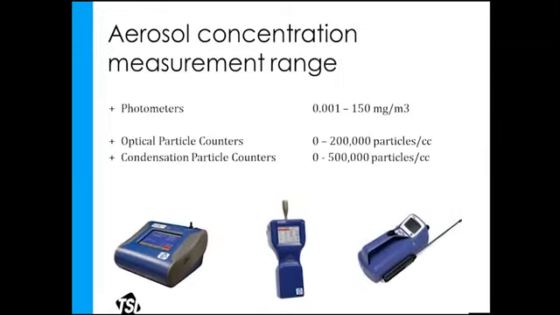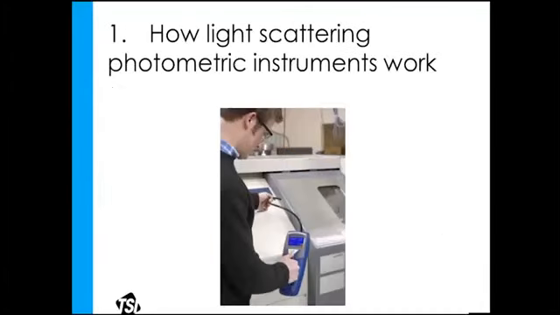The real difference gets in the concentration. So the photometer, the DustTrak, can go from 0.001 milligrams per cubic meter up to 150 for the DRX and up to 400 milligrams per cubic meter for the regular DustTrak 2. So that's high concentration, that's heavy aerosol. Those levels are going to just overwhelm an optical particle counter. So in OPC, think of a clean room. You're measuring, in the clean room, how many particles of a certain size. So you're 0 to 200,000 particles per cubic centimeter, and then a condensation particle counter is 0 to 500 particles per cubic centimeter.